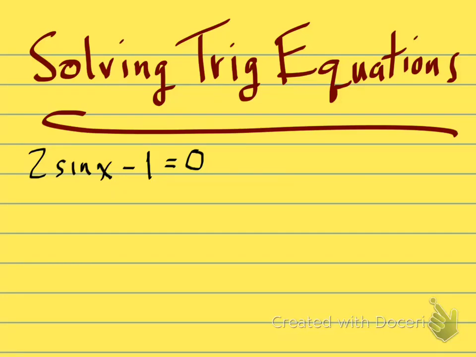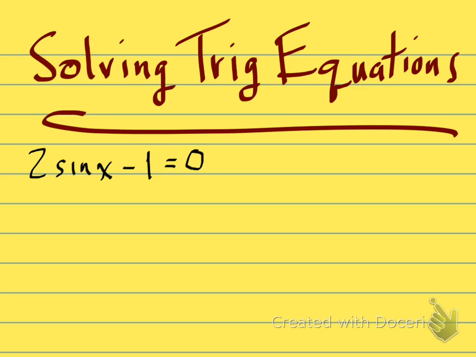Hello everyone, this little video tutorial will talk about, as the title suggests, solving trig equations. So let's start off with a fairly simple one, but not just a total giveaway. An equation here: 2 times the sine of x minus 1 equals 0.